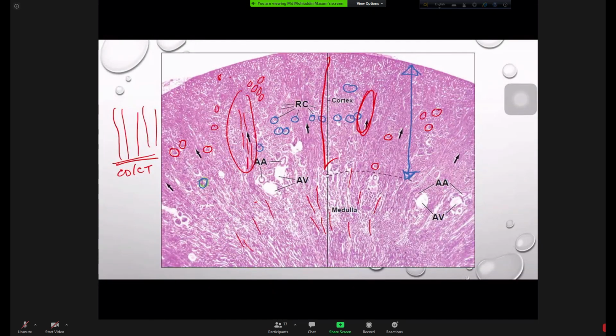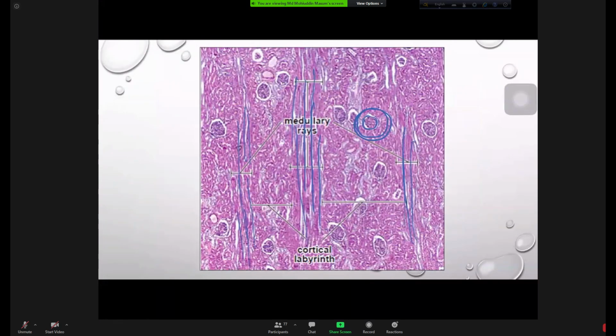So how will you differentiate between the corpuscle and tubule? Because the corpuscle will have a light gap in between these two layers. So this gap is called capsular space, and this is the glomerular capillary plexus. And these are the medullary ray, collecting duct and collecting tubules.